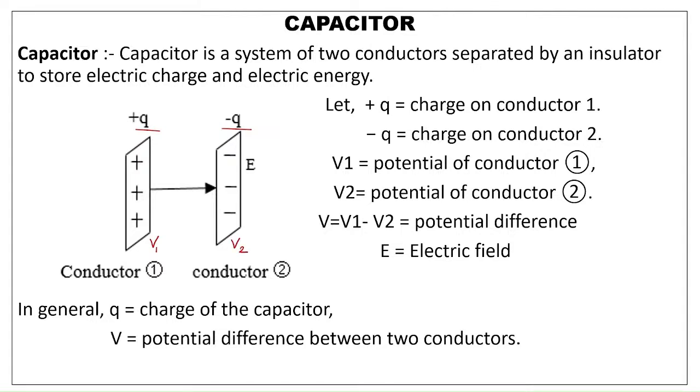The potential difference between the plates, V is equal to V1 minus V2. Here Q is called the charge on the capacitor. It is equal to the charge on one of the conductors. But the net charge of the capacitor is zero. That is, plus Q minus Q is equal to zero. In general, Q is the charge of the capacitor. V is the potential difference between the two conductors.